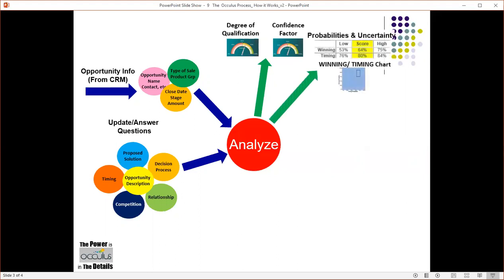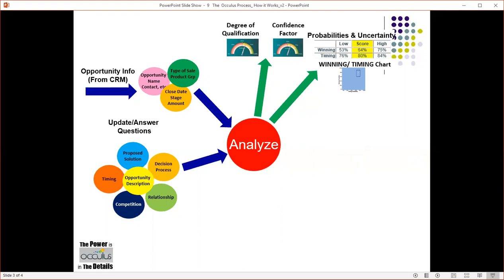From there, we get the probabilities and uncertainty. And we have it on two axes. We have the probability of winning the deal, in this case 64%, and the probability that the deal will close by the stated close date. In this case, it's 80%. And you'll notice there's a high and low, and that's a range of probabilities. And the reason we have that range of probabilities is because we're missing information. And it introduces uncertainty into the final probability or outcome.